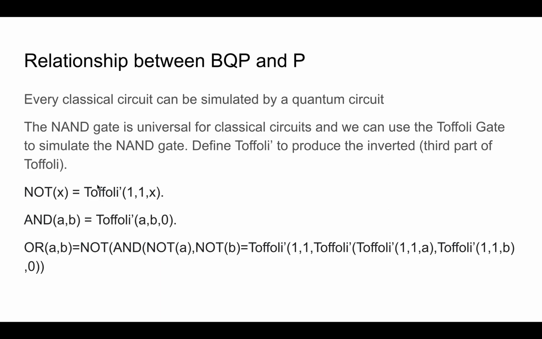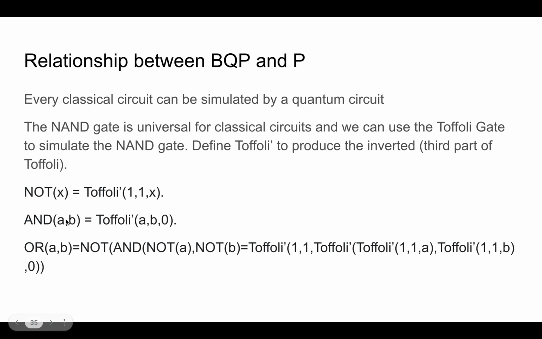So, NOT x. That means in the classical circuit, we obviously have the NOT gate. Applying NOT to x, you should negate the x. And this is negated because the first and second bits are 1, and therefore the Toffoli gate would negate x to be the negation of x. And the Toffoli prime will just return the third bit. So you get the negation of x.